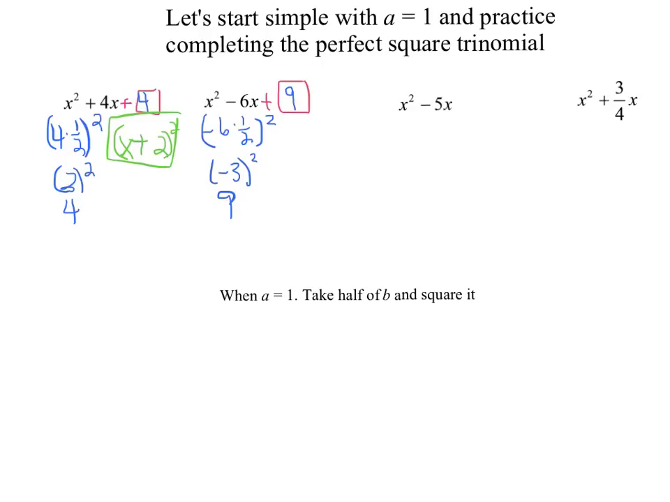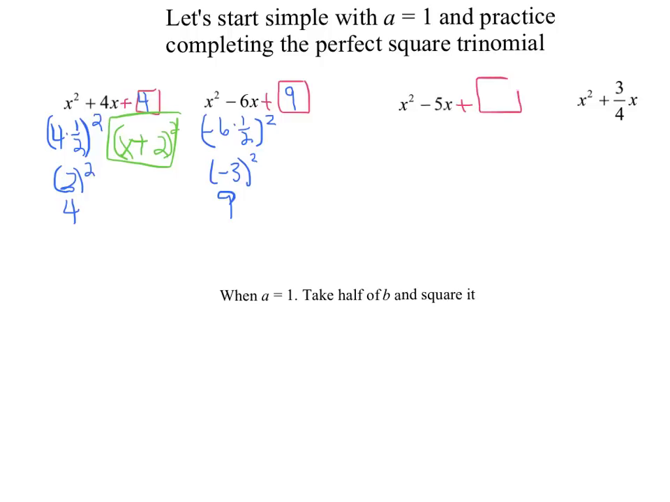Notice in both of these, the 4 and the 9, these first two examples, they're both positive. That always happens in perfect square trinomials anyway, but we're squaring either a negative or a positive, so we're always resulting in a positive. You can check this one out as well. Let's look at this next one.